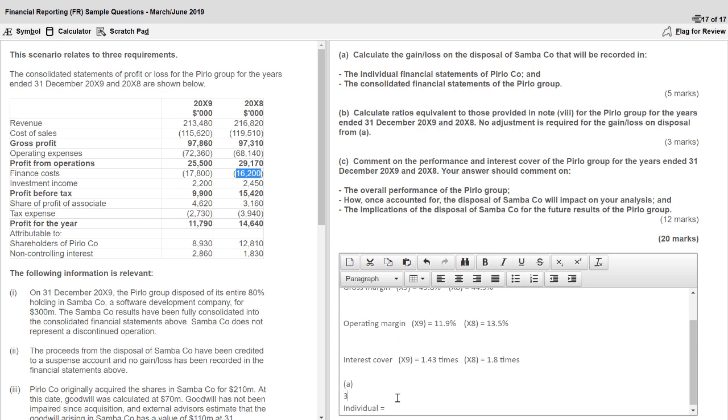So the proceeds were 300 million. The cost of the investment was 210. Does that give me the $90 million? Okay, really straightforward. The 300 comes from part 1. And then the cost of the investment that we've sold is there at 210 million. So nice and easy, 300 less the 210 gives me 90 million.